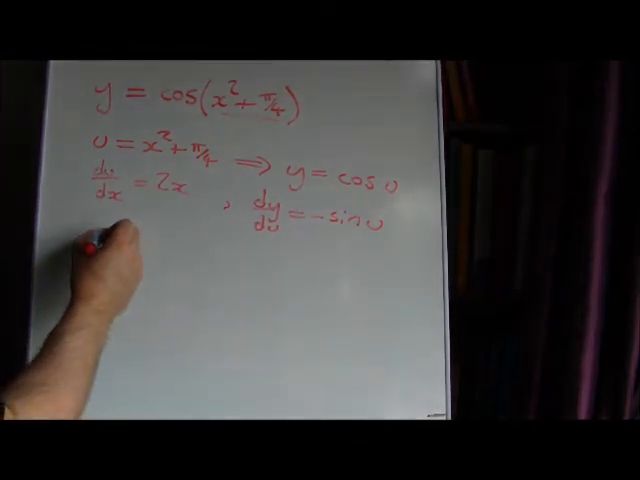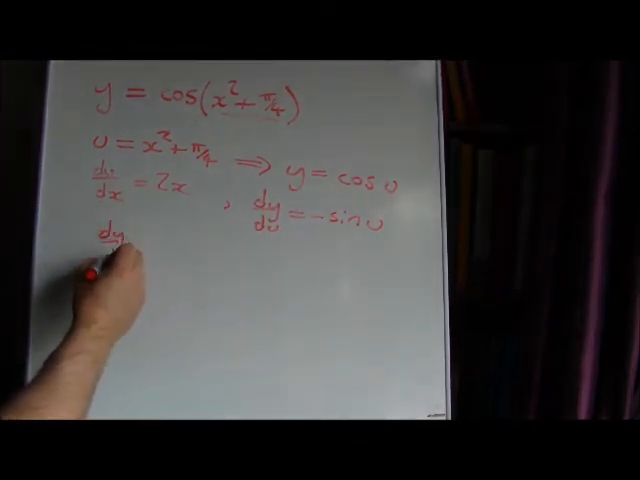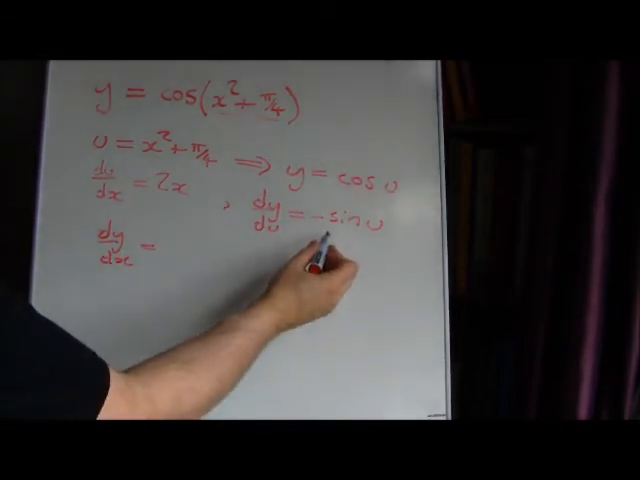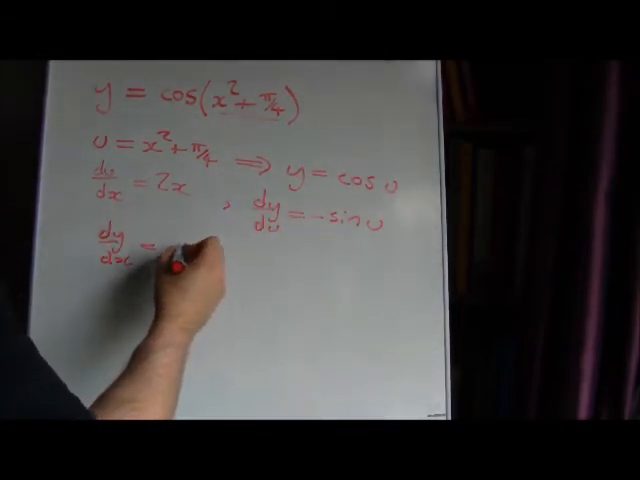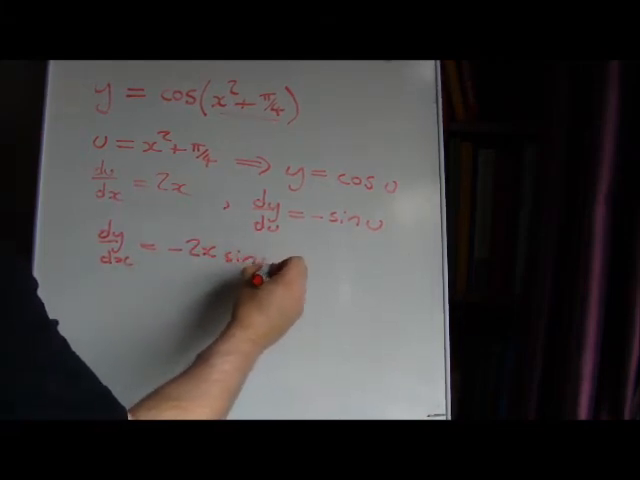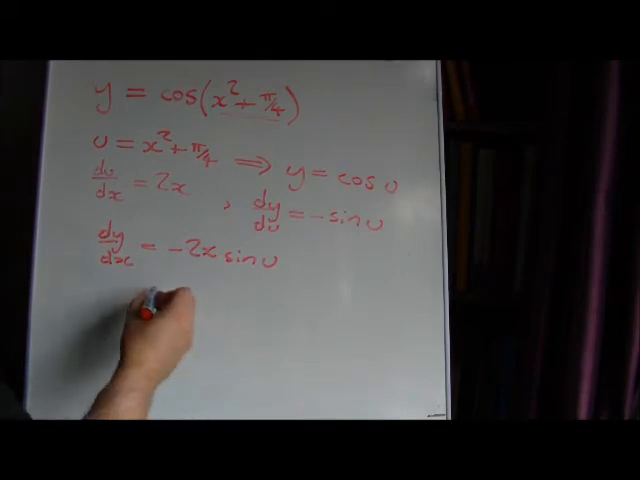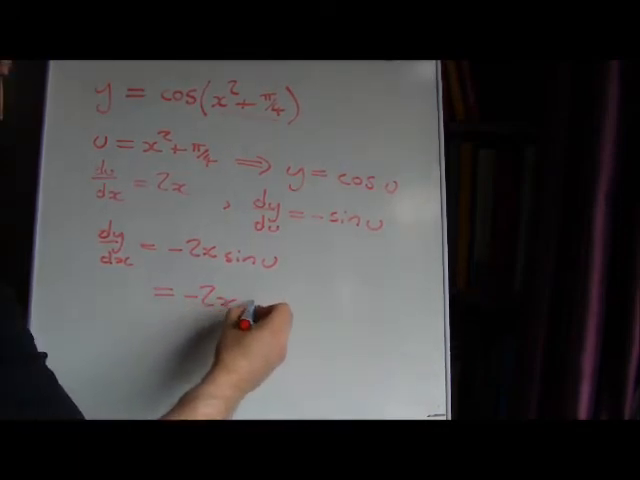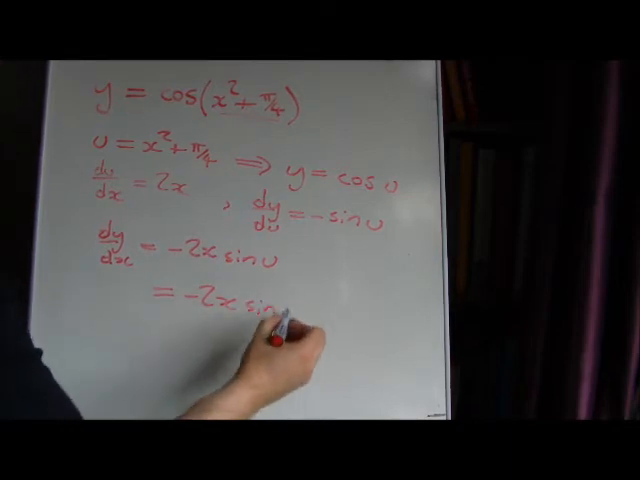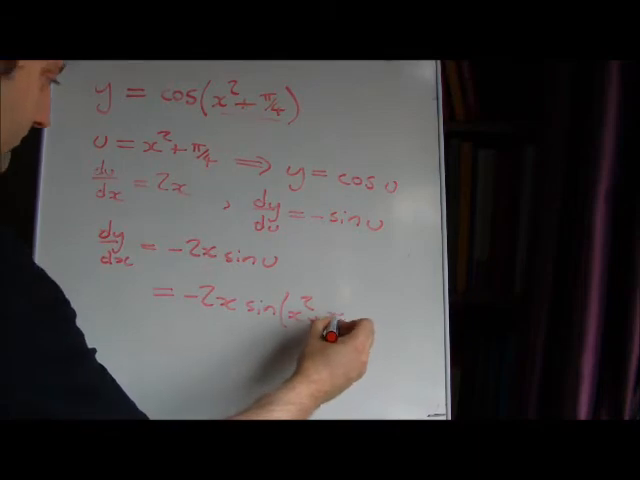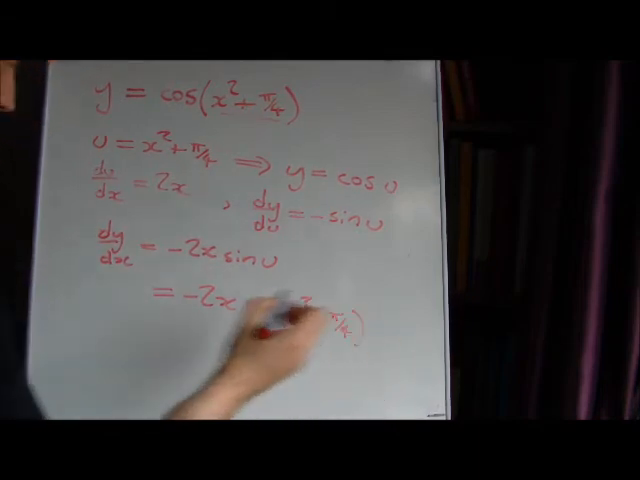And then the chain rule says we combine them by multiplying them together. So in this case it will be this multiplied by this. So we could write that as minus 2x sine u. And then finally we change back to the original variable. So it's going to be minus 2x sine, and it will be x squared plus pi over 4.